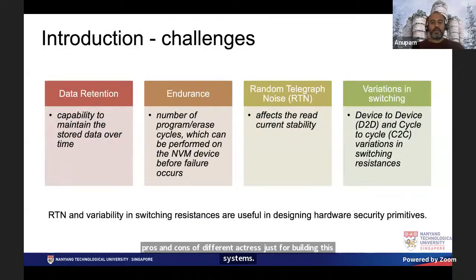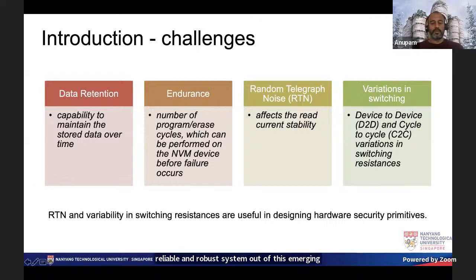Of course, the first challenge in building any reliable and robust circuit system out of these emerging technologies is to look into the data retention capability, if you want to maintain the same stored data over time, and the endurance, the number of times you can program, erase or reprogram the device, specifically the NVM device, before failure occurs. So these are the design aspects. There are some challenges we face in implementing this: random telegraph noise, which affects read current stability, and the variation in the switching behavior, the device-to-device variation in the switching resistance. From the traditional design point of view, the random telegraph noise and the variability in switching are considered a drawback that affects good design. But interestingly, these drawbacks are considered advantageous when we try to build security primitives. I will come to that shortly.